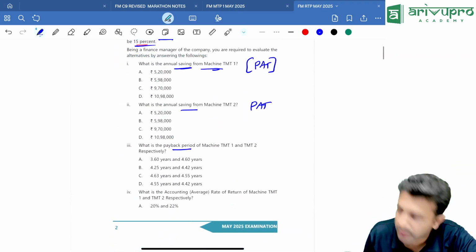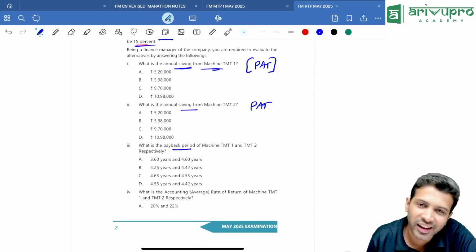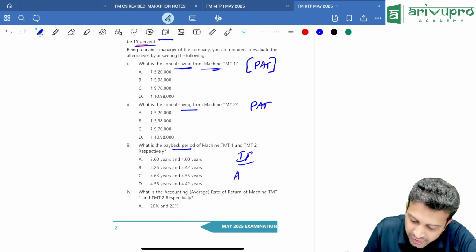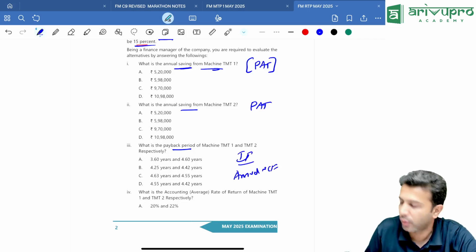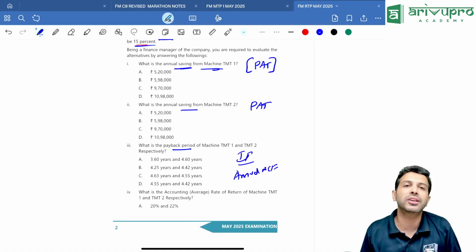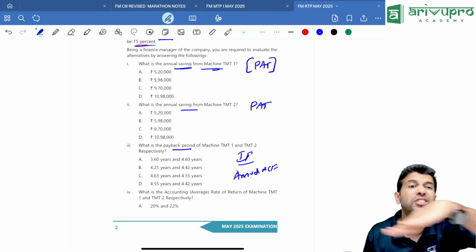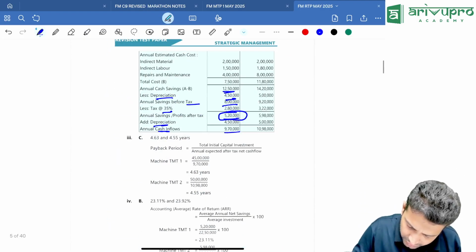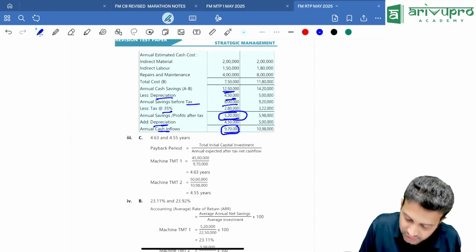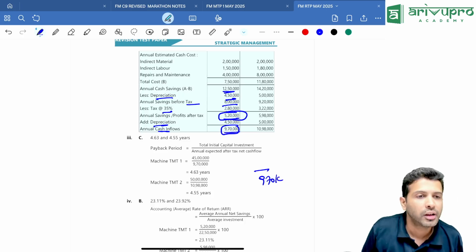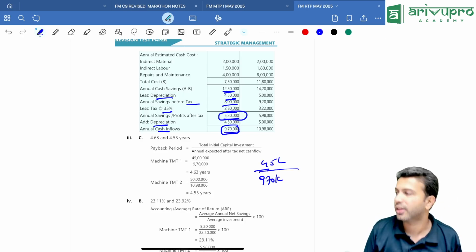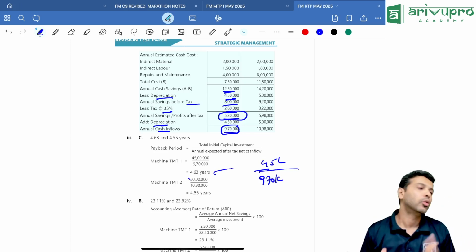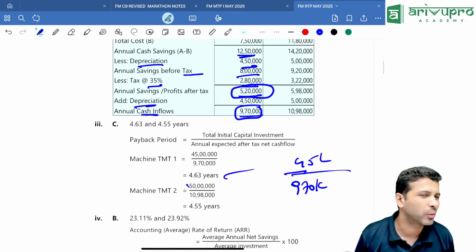Next, they've asked the payback period. How do you get the payback period? Initial investment divided by annual net cash flow. In this problem, the net annual cash flow is the same every year. After adding back depreciation, we got 9 lakh 70,000. This is your denominator. The initial investment for the first machinery is 45 lakh. 45 lakh divided by 9 lakh 70,000 gives a payback period of 4.63. Very straightforward.